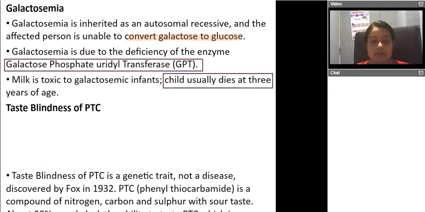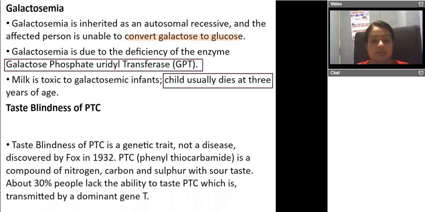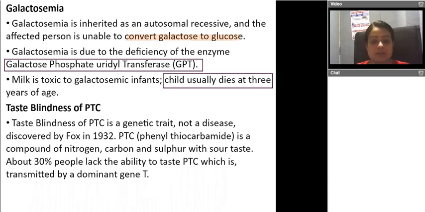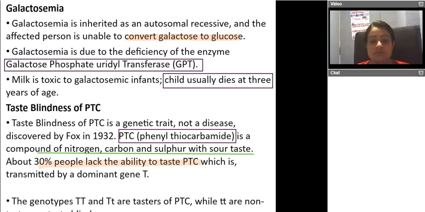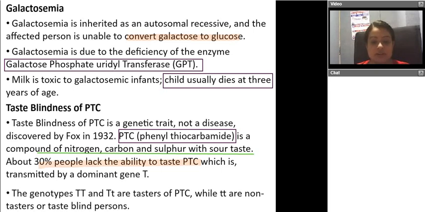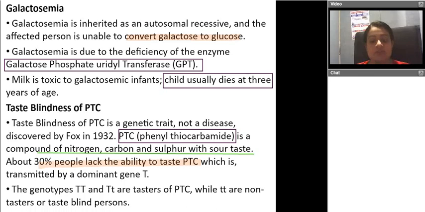Next is taste blindness. It is also a genetic trait. It is because of PTC, which is phenylthiocarbamide. It is a compound of nitrogen, carbon, and sulfur with a sour taste. About 30% of people lack the ability to taste PTC, and it is transmitted by a dominant T gene. Their genotypes are capital T capital T, and capital T small t.